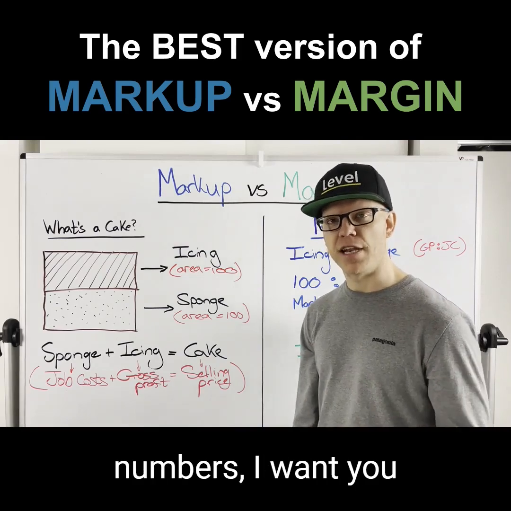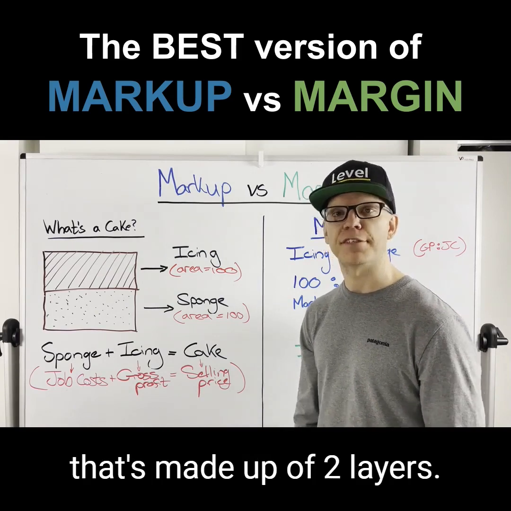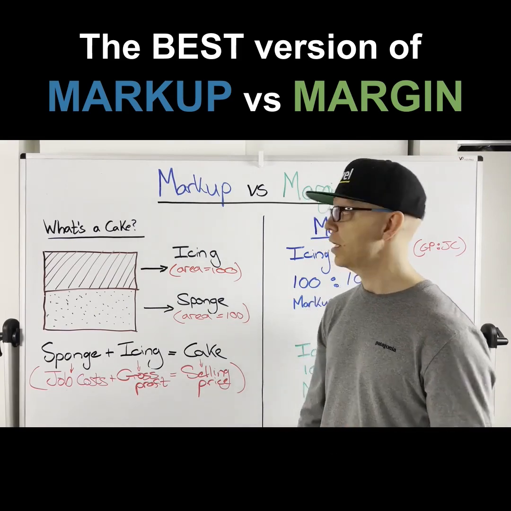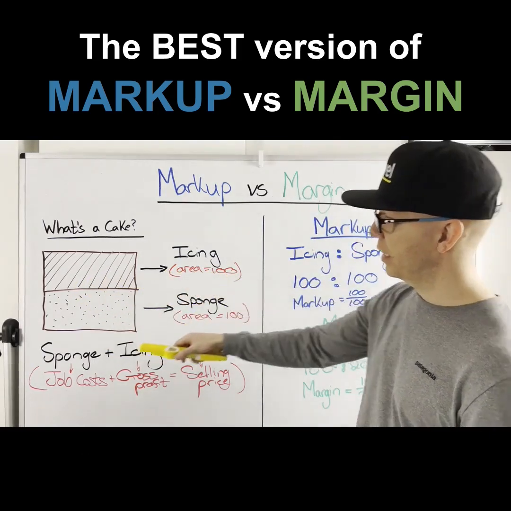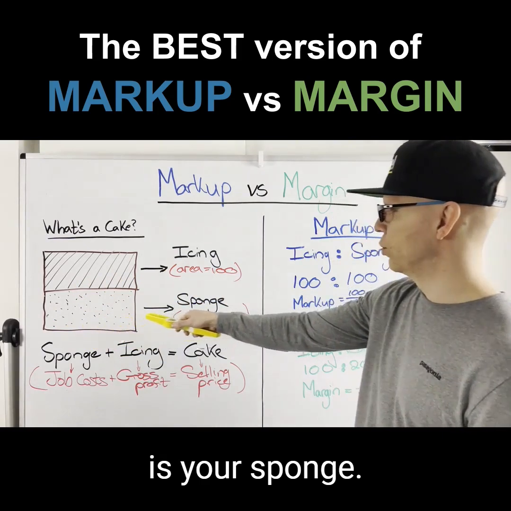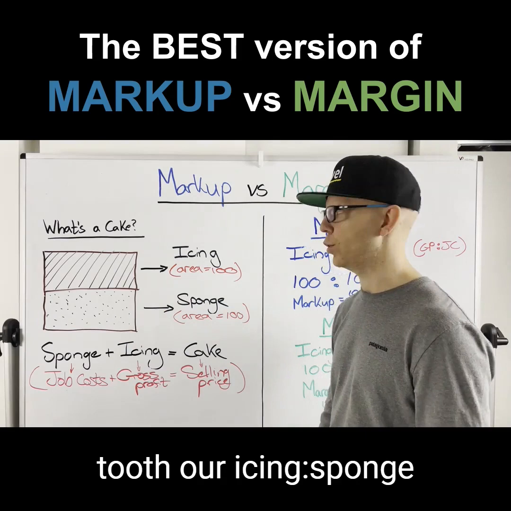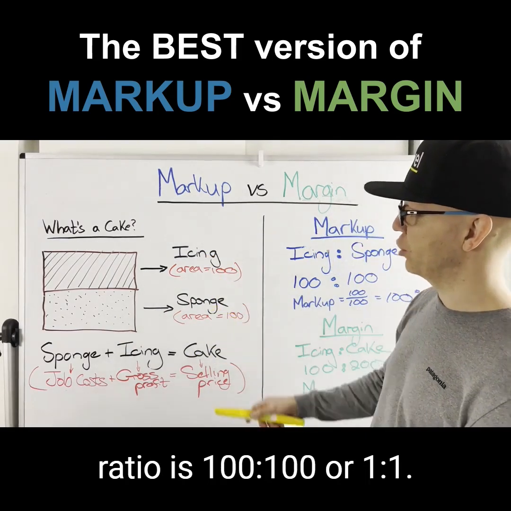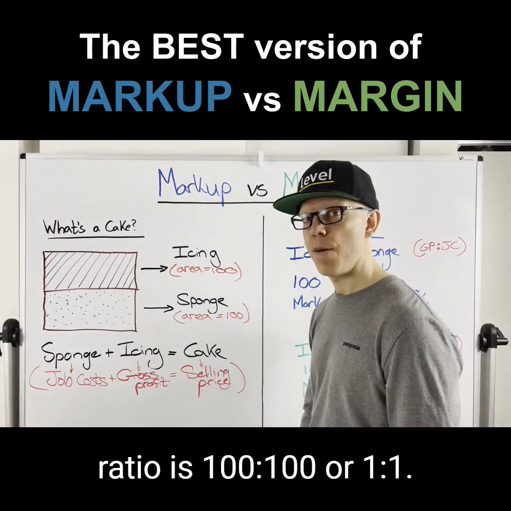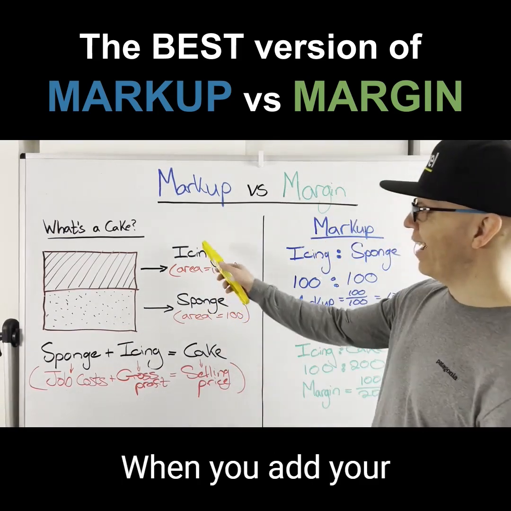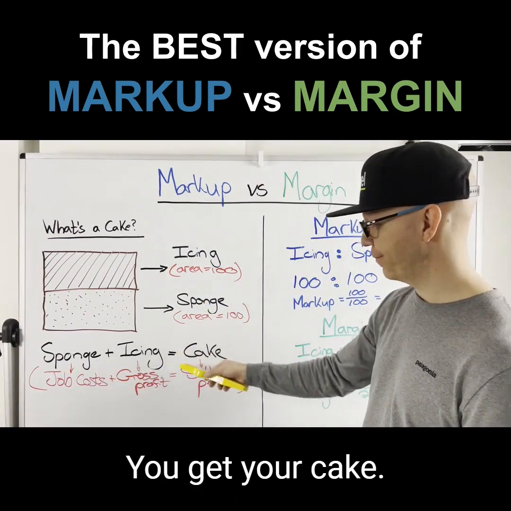Before we dive into the numbers, I want you to visualize a cake. A pretty simple cake that's made up of two layers. The top layer is your icing. The bottom layer is your sponge. And because we've got a pretty sweet tooth, our icing to sponge ratio is 100 to 100, or 1 to 1. When you add your icing to your sponge, what do you get? You get your cake.